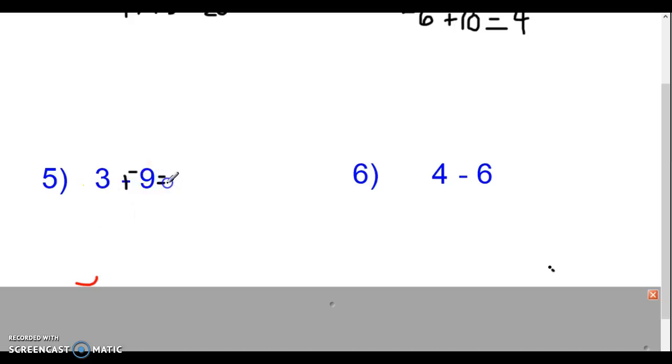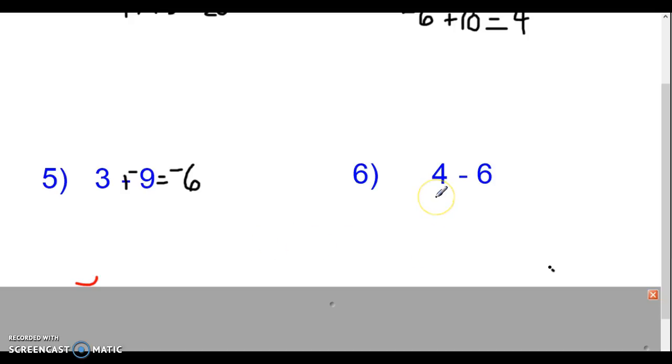Now, which one has a greater absolute value? My negative or positive number? And it would be my negative number. So my answer is going to be negative. And then I'm going to think subtraction. 9 minus 3 is 6. So my answer would be negative 6.